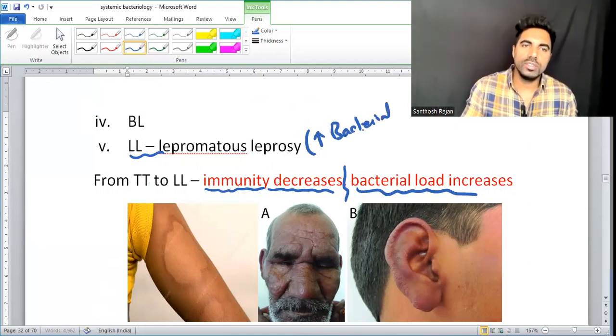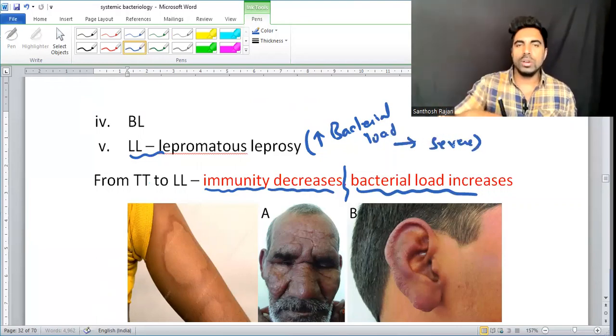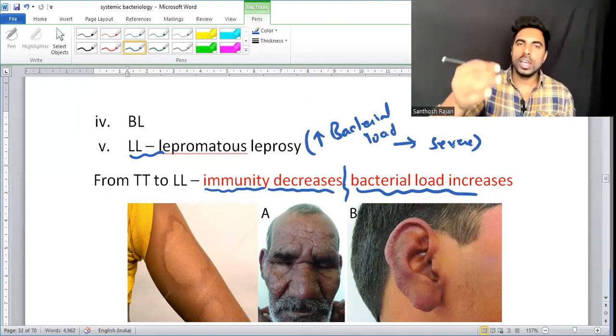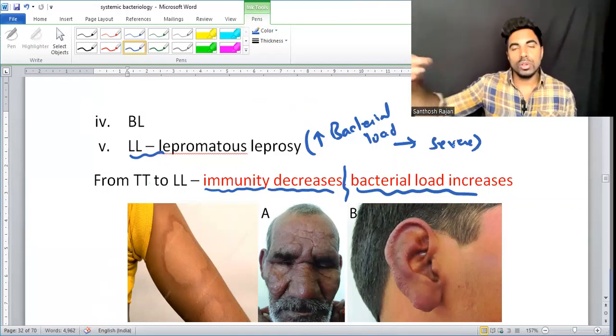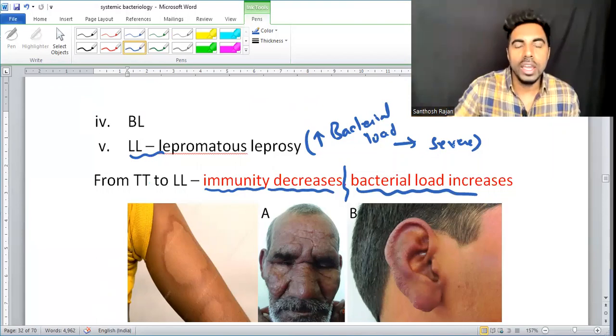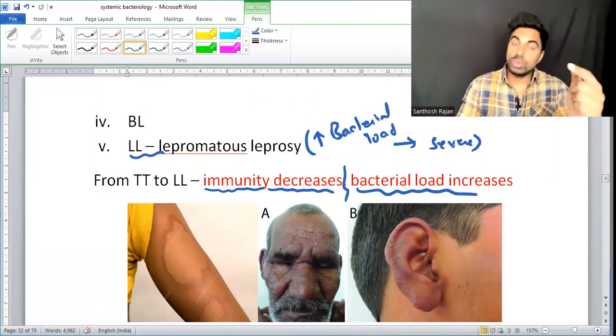That's what it is, very severe. Increased bacterial load. You understand, right? In TT there is a low bacterial load because the immunity is higher. But when you go to LL type, in LL the bacterial load will be high. Immunity is low. That's what bacterial load is high.